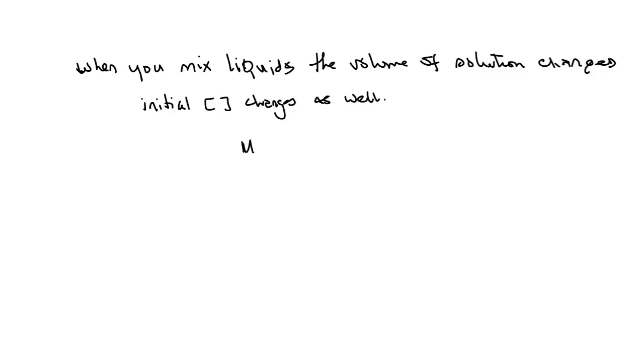You're going to have to use the M1 V1 equals M2 V2 to determine what the new concentration will be, and then you can use the KSP expressions to do any determinations you have to make. And that is because that volume will have an effect in that concentration. Adding two different volumes is going to dilute the initial concentrations.